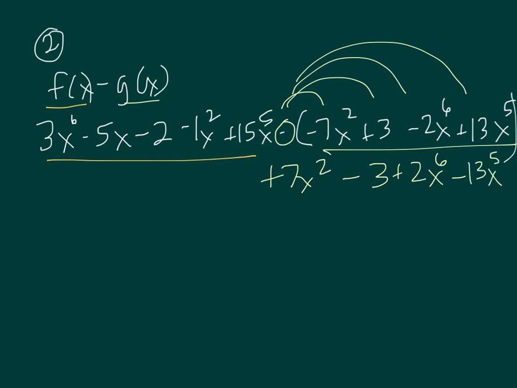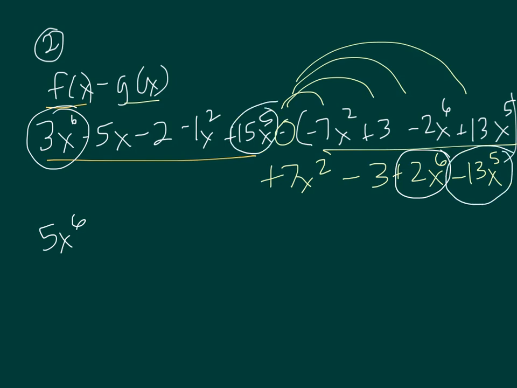So I'm going to do the exact same thing that I did before. I'm going to find my x to the 6th term. So I've got 3x to the 6th and 2x to the 6th. So that's going to give me 5x to the 6th. Next, I have my x to the 5th. So I have 15x to the 5th minus 13x to the 5th. So that's going to give me a positive 2x to the 5th this time because I'm subtracting that 13.